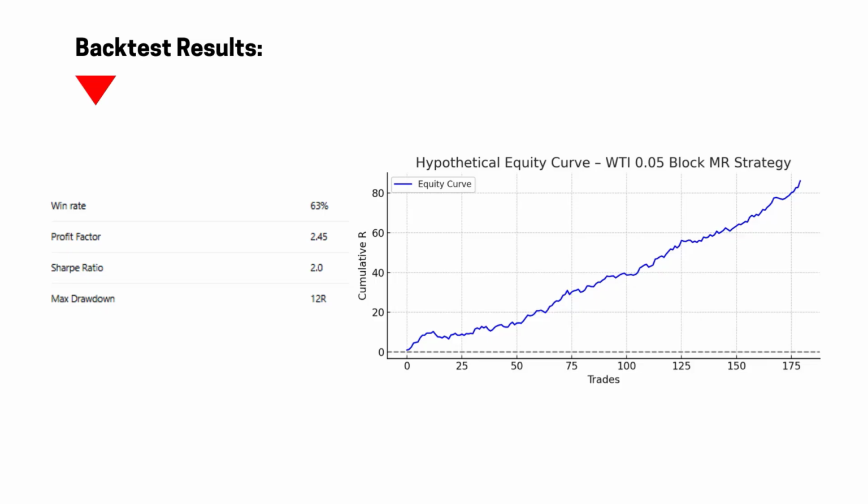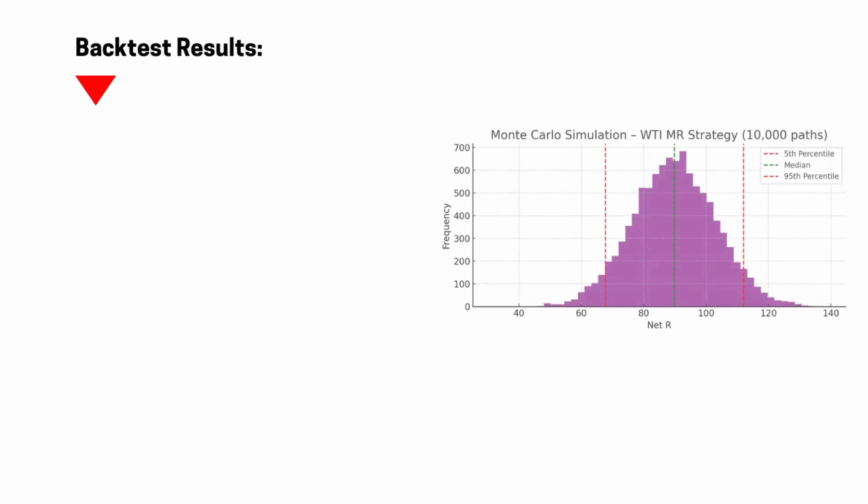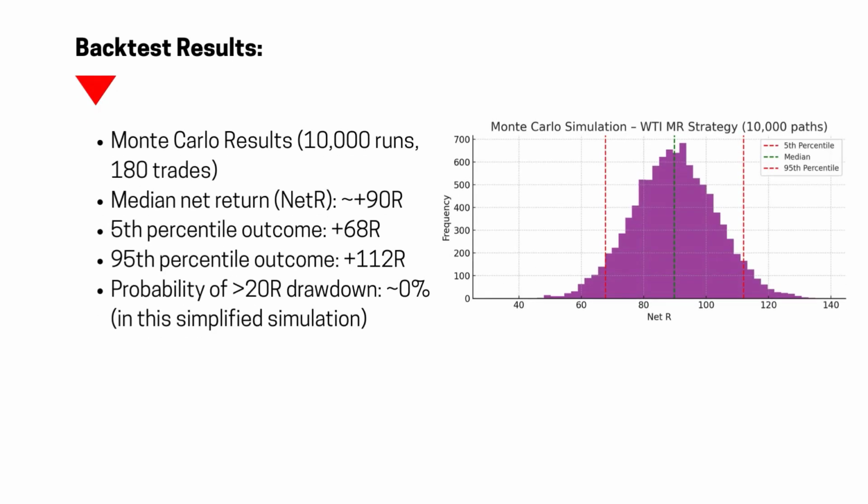So let's just move into a bit of Monte Carlo simulation analysis. So in terms of Monte Carlo results, 10,000 runs, 180 trades. You can see there the stats, takeaways. Strategy shows pretty robust edge across runs. Even the worst case, 5th percentile there, it's still strongly profitable. Distribution tight, which is good. Clusters between 68R and 112R. Drawdown risk extremely low at tested parameters. So the strategy looks to be resilient.